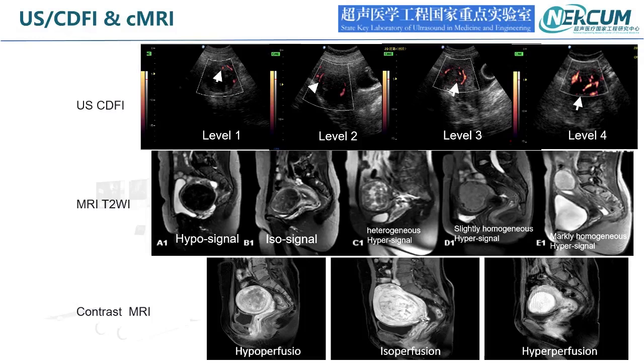Just now I mentioned the MR signal. First of all, through CDFI, we can have the initial judgment. We know that the blood supply can be divided into 4 levels, and for level 1 or level 2, it is easy. For level 3 and level 4, it is difficult. So for level 3 or level 4, we can use other approaches to improve the blood supply.